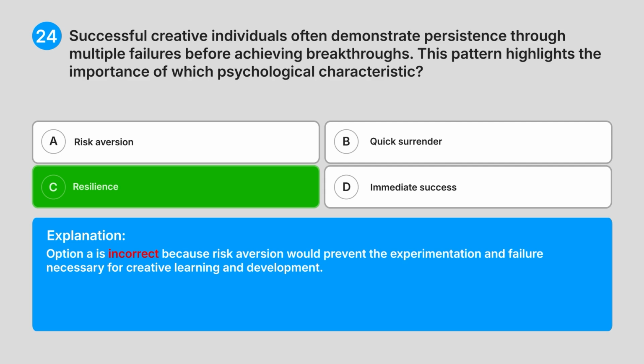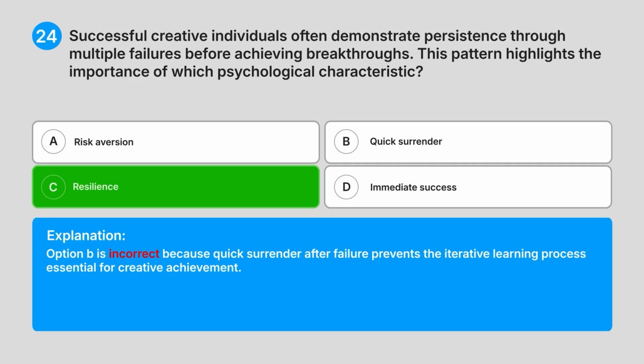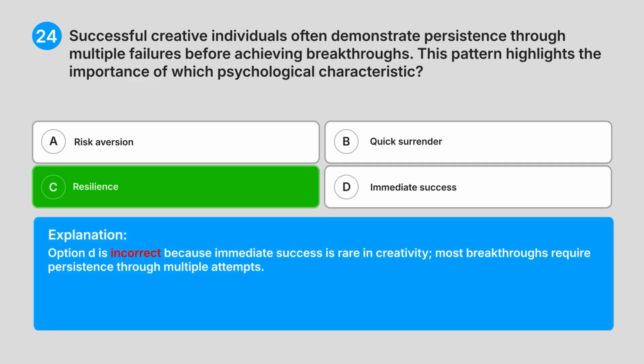Option A is incorrect because risk aversion would prevent the experimentation and failure necessary for creative learning and development. Option B is incorrect because quick surrender after failure prevents the iterative learning process essential for creative achievement. Option D is incorrect because immediate success is rare in creativity. Most breakthroughs require persistence through multiple attempts.